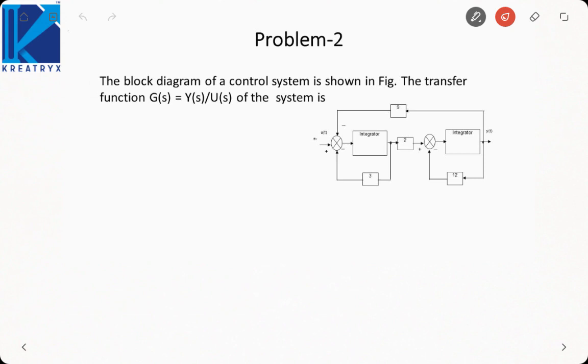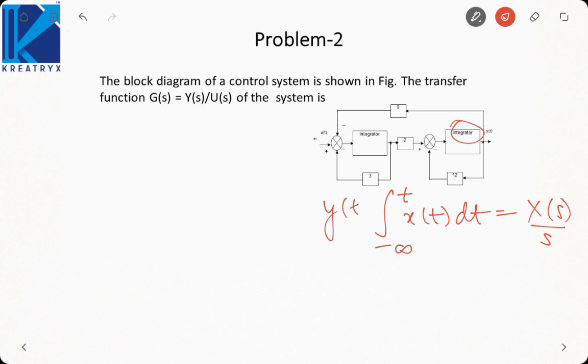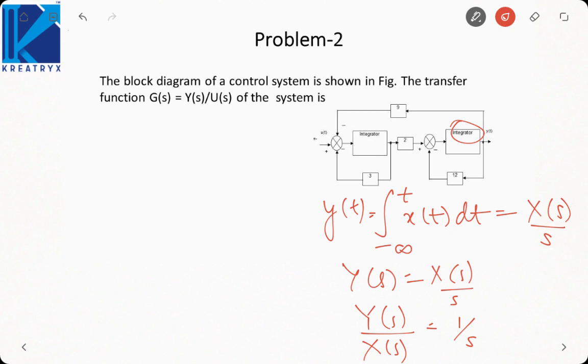Moving on to our next problem. Here we have been given several blocks. Again, we need to find the transfer function. So here is an integrator. As we remember, when we do integration, the integral from minus infinity to t of x(t) dt, the Laplace transform of this is X(s) by s. So Y(s) is equal to X(s) by s. The transfer function of an integrator, Y(s) by X(s), is equal to 1 by s. So in the Laplace domain, this integrator can be replaced by 1 by s.